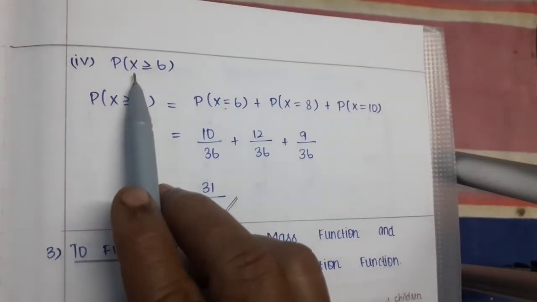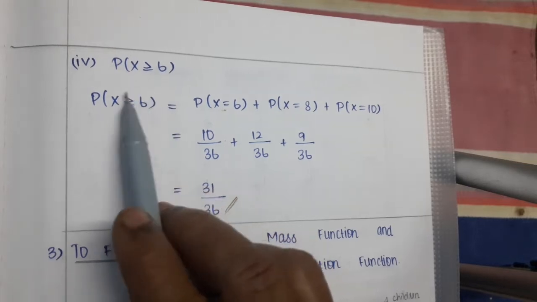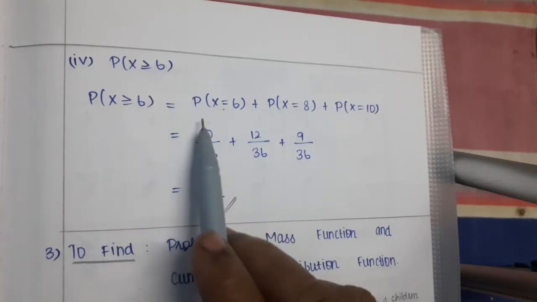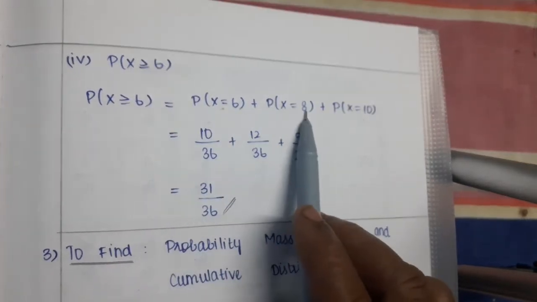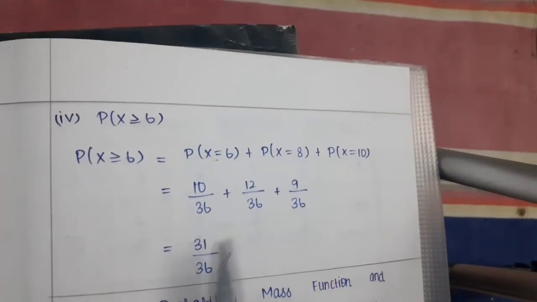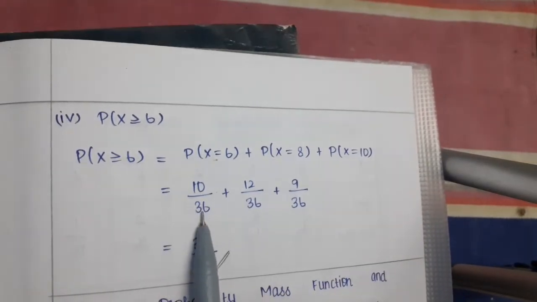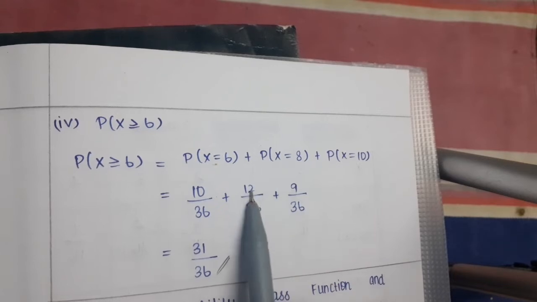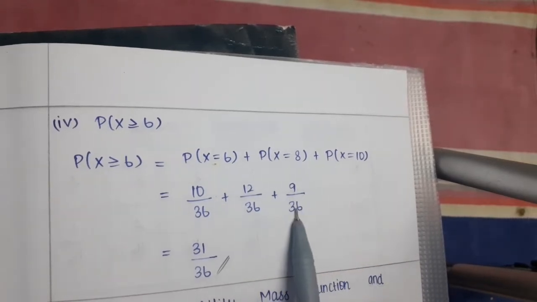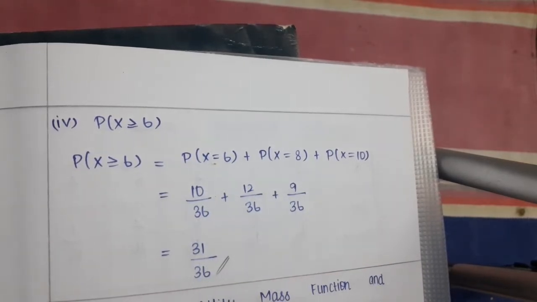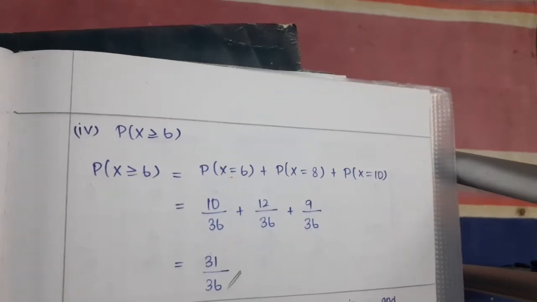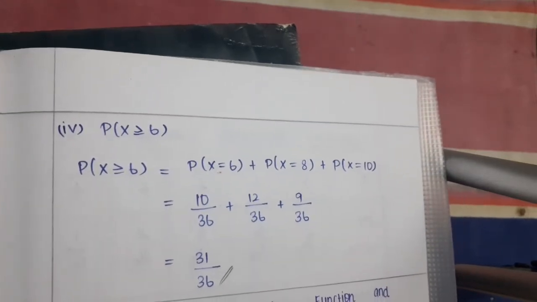Next, fourth subdivision, probability of x greater than or equal to 6. Greater than or equal to 6, we use 6, 8, 10. Probability of x is equal to 6, x is equal to 8, x is equal to 10 also. For x is equal to 6, how many chances? 10 by 36. X is equal to 8, 12 by 36. X is equal to 10, what? 9 by 36. Totally, we add, we get what? 31 by 36. Similarly, we do the third sum also, homework sum.